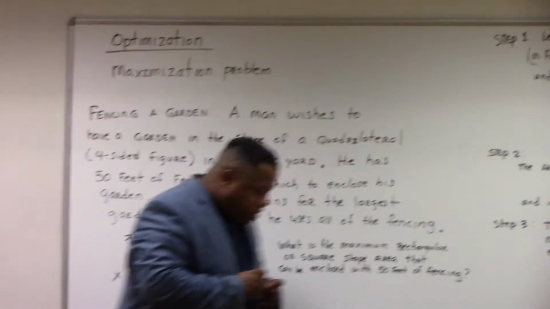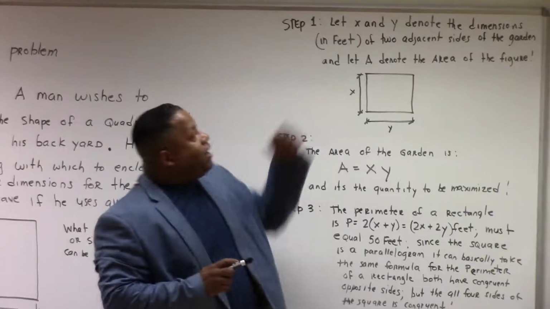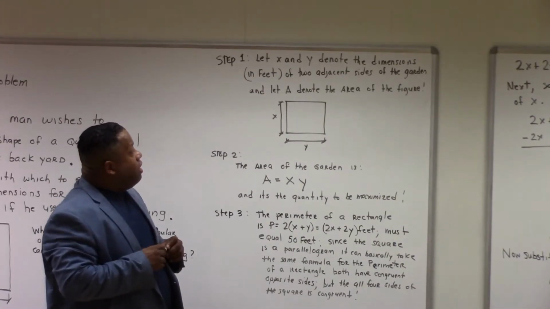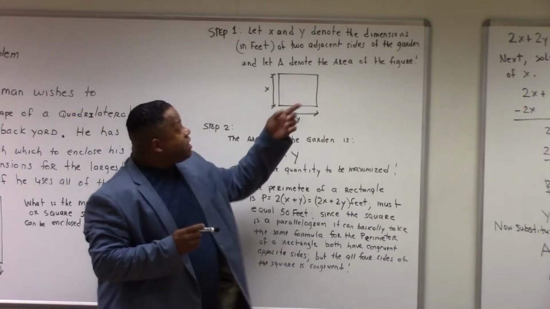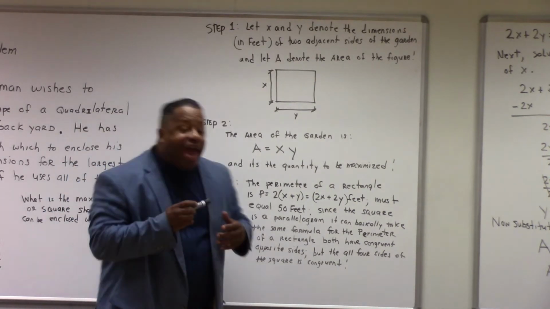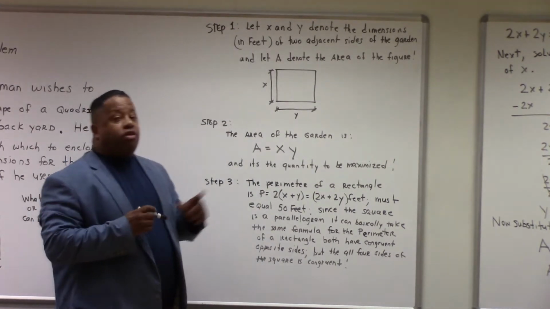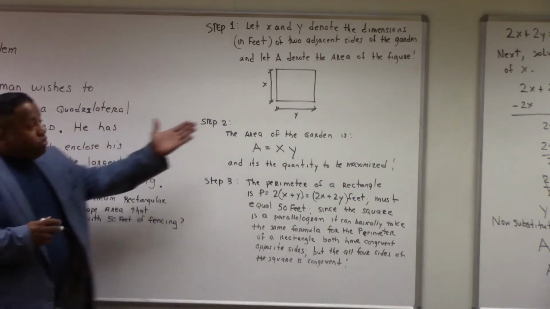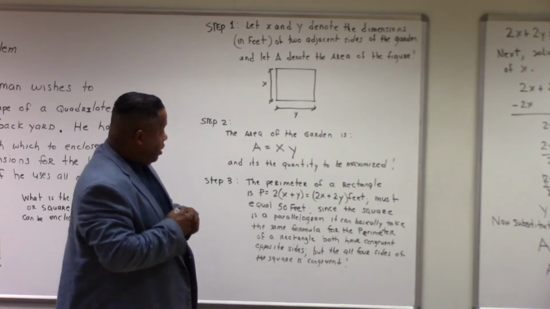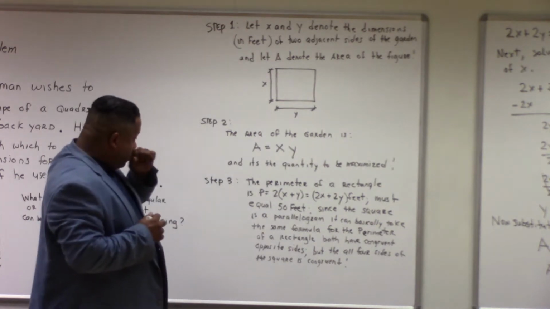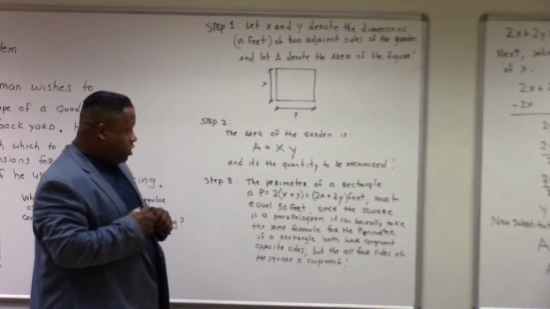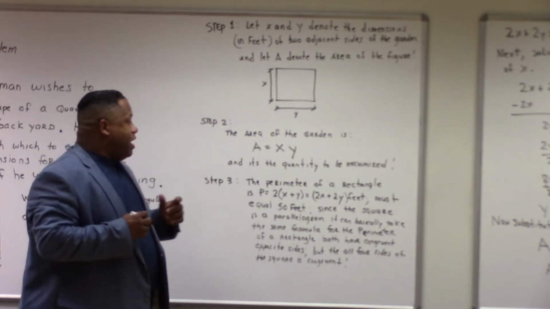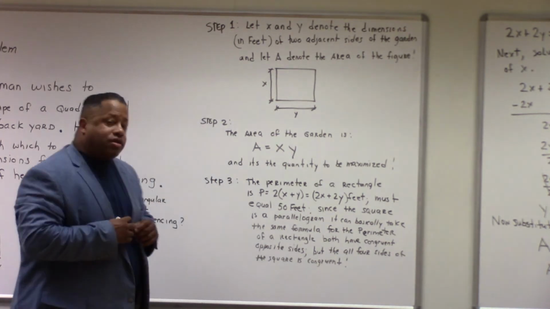So, step one: let X and Y denote the dimensions, in feet, of two adjacent sides of the garden, and let A denote the area of the figure. We drew this again so everyone can see. Step two: the area is equal to X times Y, and it's the quantity to be maximized.